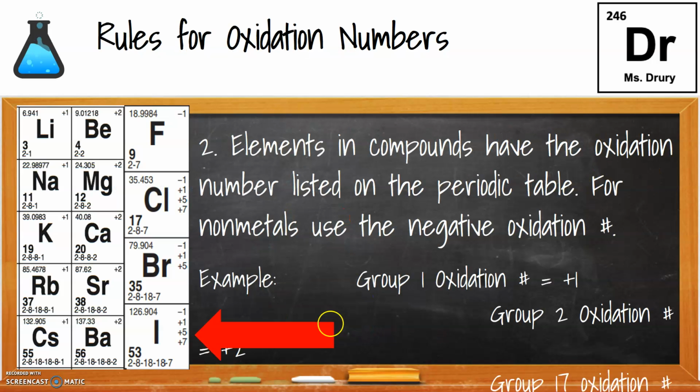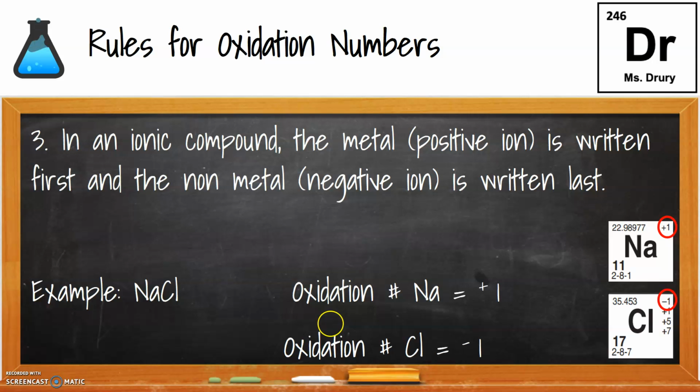So again, the rules for oxidation numbers: the elements and the compounds have oxidation numbers listed on the periodic table of elements. For nonmetals, always use the negative top oxidation number. So like group 1 had a +1, and group 2 had a +2, group 17 had a -1, and so on. You can read them on the table, right, in each top box. In an ionic compound, the metal is always positive and the nonmetal is always negative. We always write plus, then minus. So we always write the metal first and then the nonmetal, the same way it's organized on the reference table.